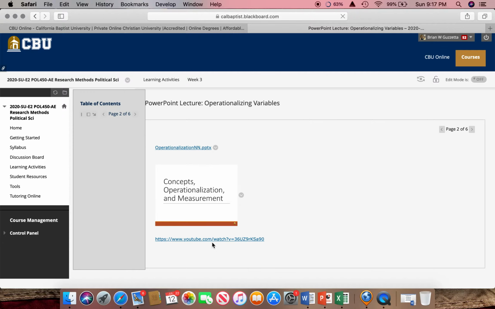But for our first PowerPoint, it's on concepts, operationalization, and measurement. And I've included a PowerPoint video here that goes over operationalizing variables. And it's going to be a key concept that you're going to need to become clear on. Often early on, I didn't really understand what operationalizing variables meant, but it became apparent that it's a very key concept to academic research. And I'll just throw a very generic statement out to you, and you can understand the importance of it.